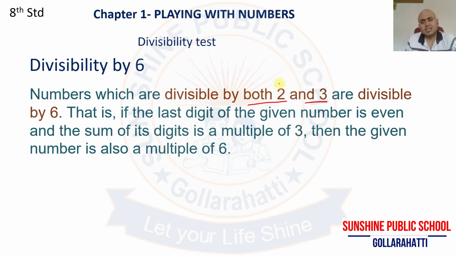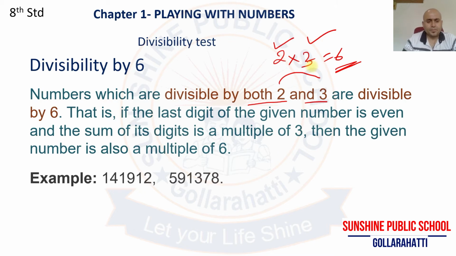Because 2 3s are 6. 2 and 3, if you multiply 2 into 3 is equal to 6, that means 2 3s is 6. You should check the number is divisible by 2 and by 3. If you check both, you can check that the number is divisible by 6.